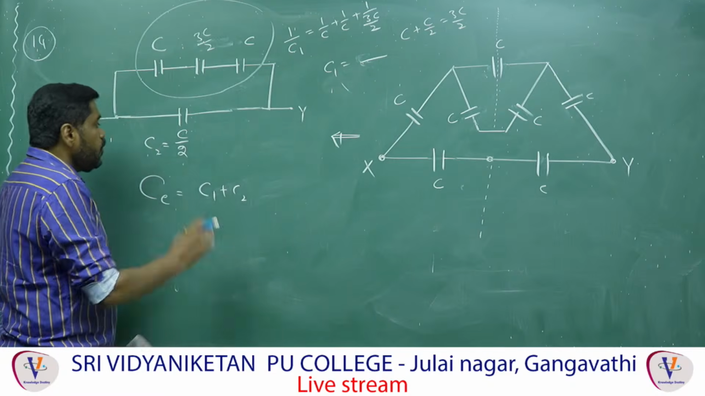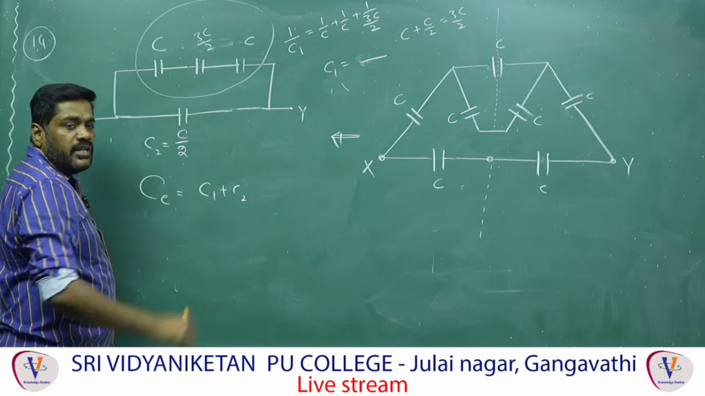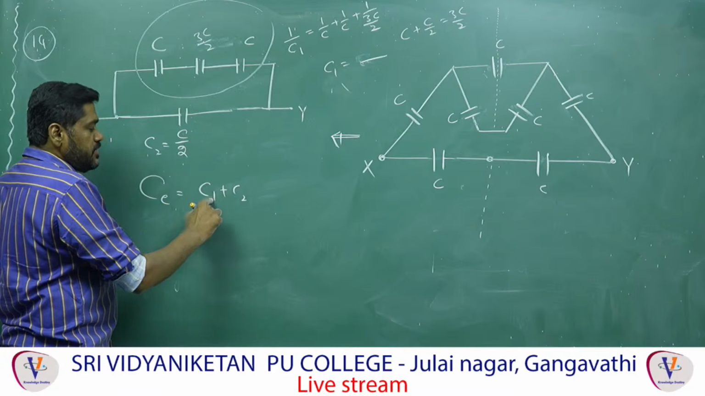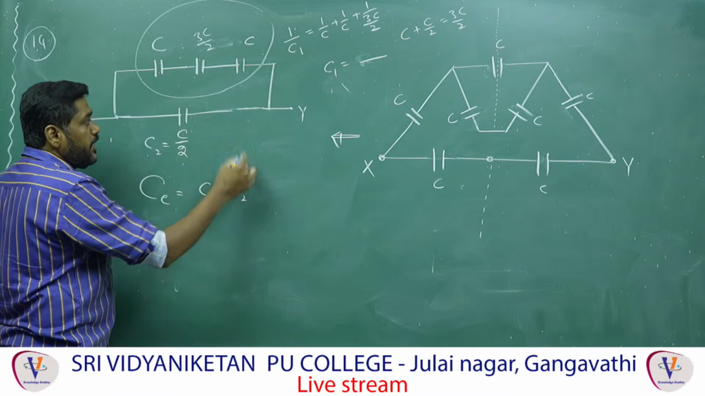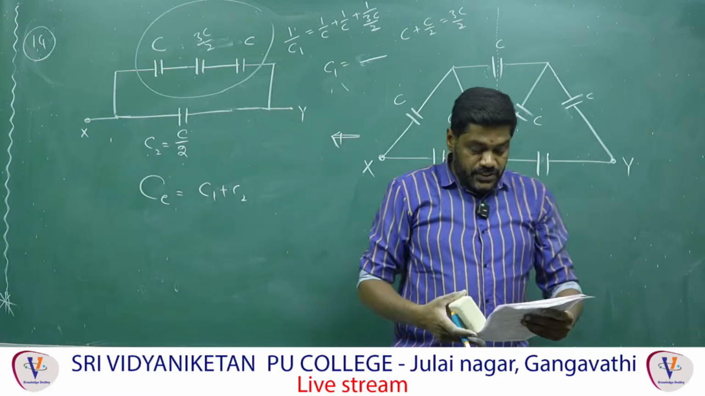And here this is the C2 is equal to C by 2. Again, this branch and this branch both are in parallel. Therefore, the final answer: C effective is equal to C1 plus C2, where C2 is equal to C by 2, and you substitute the C1 value. Okay, so next.